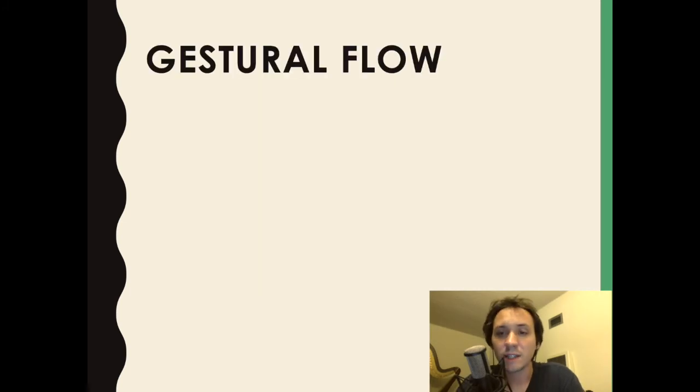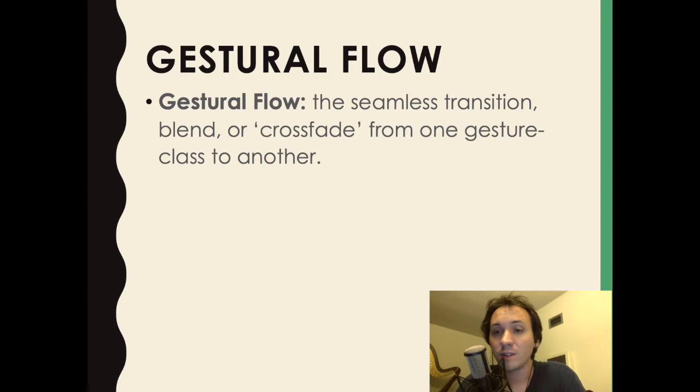As Cecil Taylor's music exists in a highly improvisatory space, the movements and transitions among these gesture classes is often less defined than the movement between pitch class sets in serial music. In order to address this, I propose the idea of gestural flow, whereby gesture classes blend in and out of each other. One gesture class might contain the seeds of another gesture class, which can sprout from it, so to speak. For a definition, I propose gestural flow: the seamless transition, blend, or crossfade from one gesture class to another.